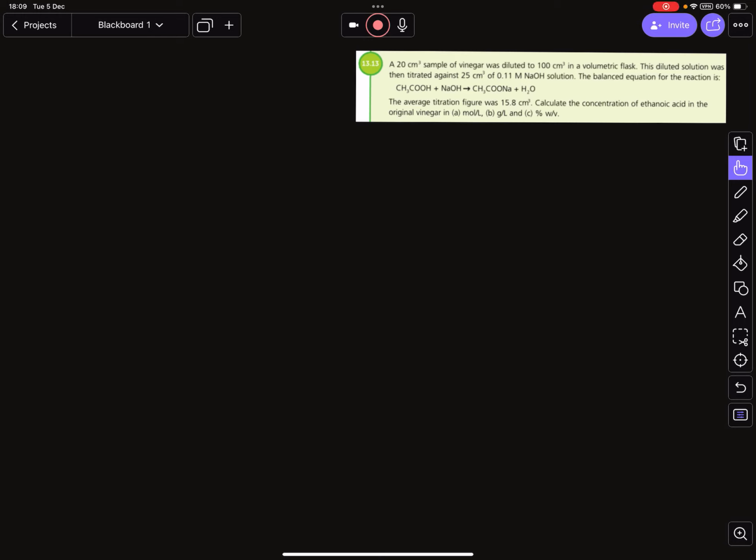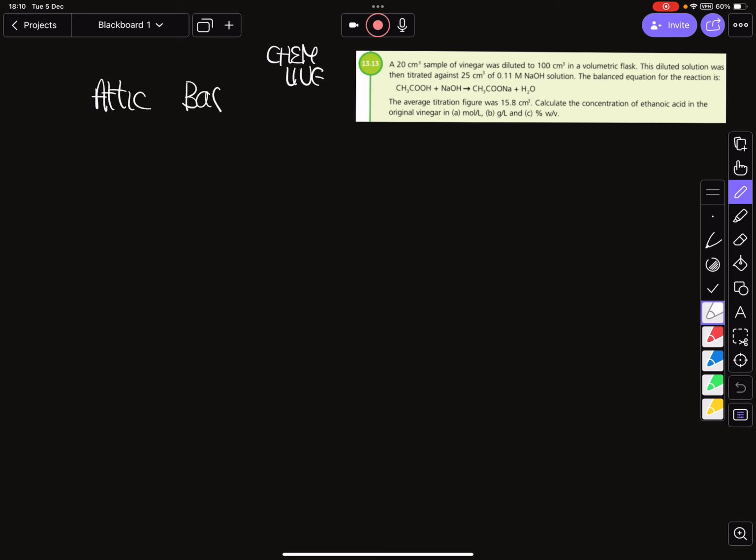Okay, so we are looking at Chemistry Live. We are looking at 1313, which is one of the ethanoic acid and sodium hydroxide titrations. We figure out what we need for our table. So attic and basement, we want a volume, we want a big M, and we want an N. So the ratio, moles in the ratio.